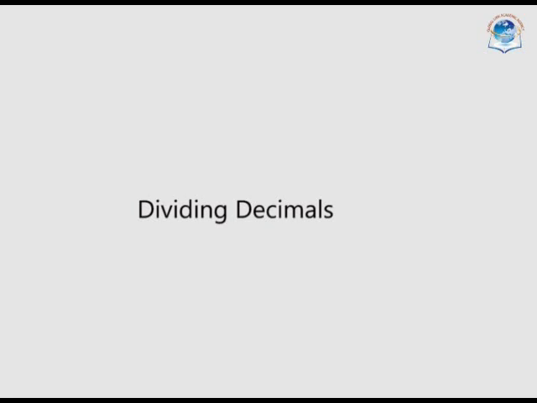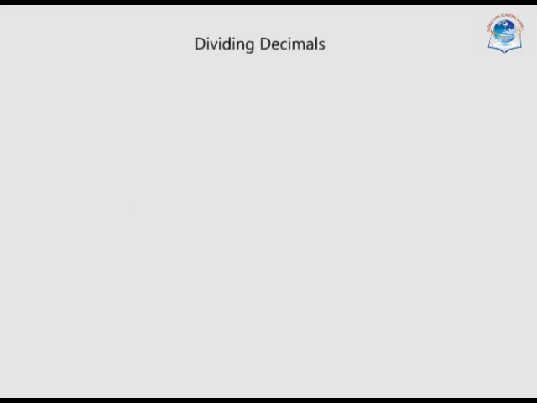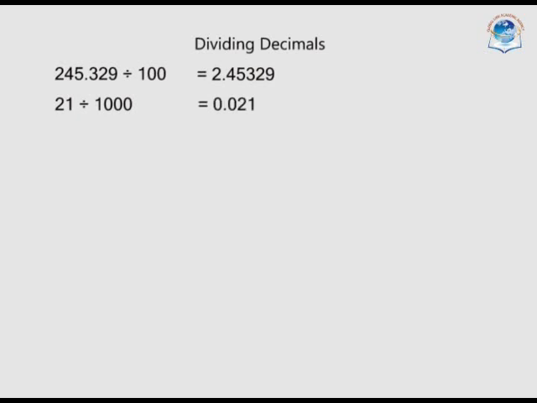Finally, dividing decimals. When a number is divided by a multiple of 10, the decimal point moves leftwards, equivalent steps to the number of zeros in the divisor. For example, 245.329 divided by 100. The decimal moves 2 steps to the left, and so we have 2.45329. 21 divided by 1,000 will give us 0.021, and so on.